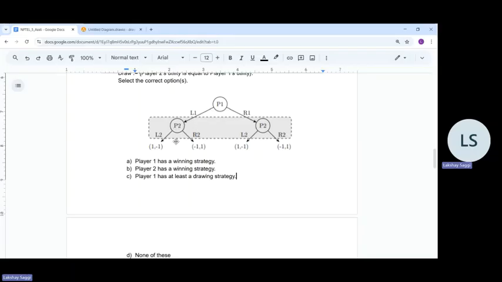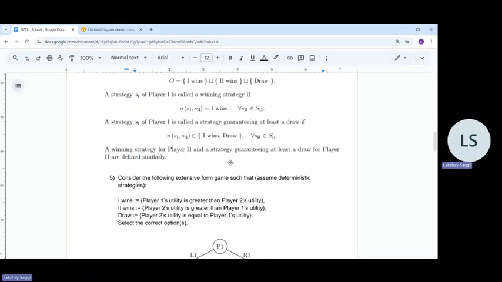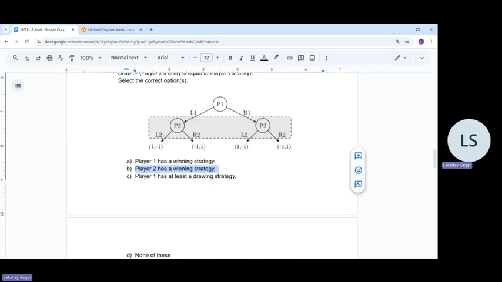But note that if player one plays L1, then player two can just play R2, and player one gets a payoff of -1, player two gets a payoff of 1. So player two ends up winning, and player one does not win in that case. So player one does not have a winning strategy. But maybe we can think about player two then. A winning strategy for a player is nothing but a strategy where, whatever the other player is playing, this player ends up winning, right?